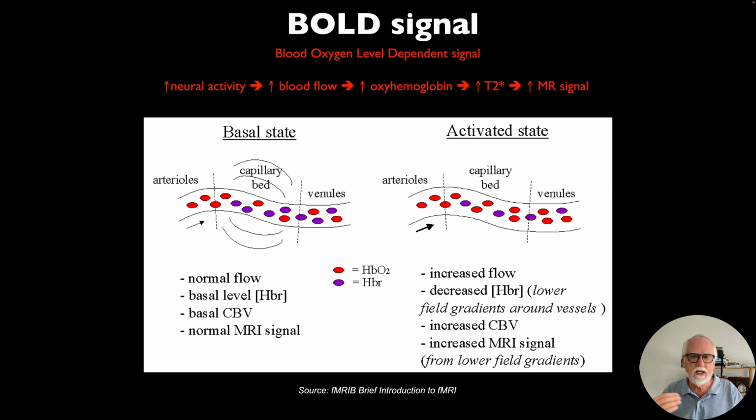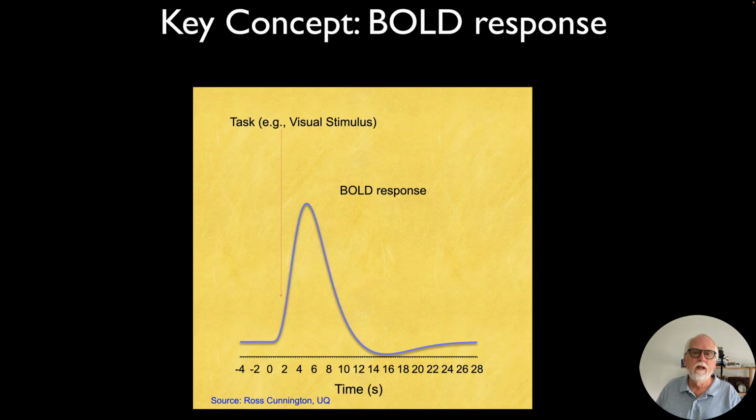And so you can actually look at how the capillary beds around particular brain regions are flowing with their oxyhemoglobin. The neural activity is going to increase blood flow, which increases oxyhemoglobin, and then you're going to be able to see this using an MR signal. It's going to allow you then to get an image of the brain. So the key concept here is this thing called a BOLD response.